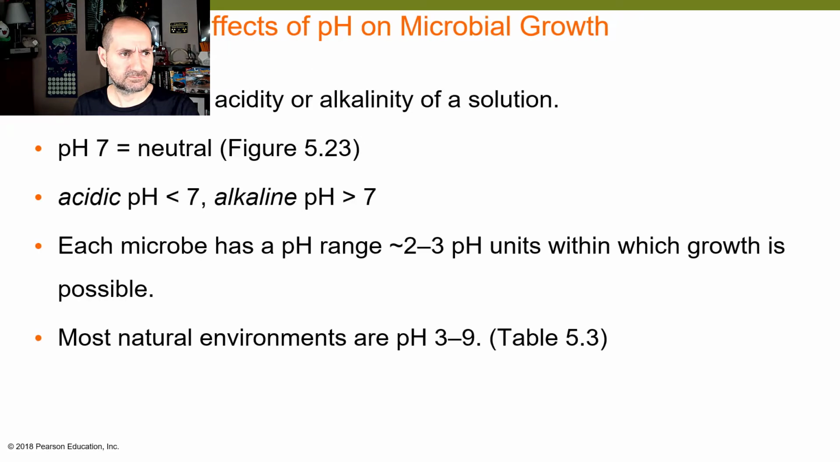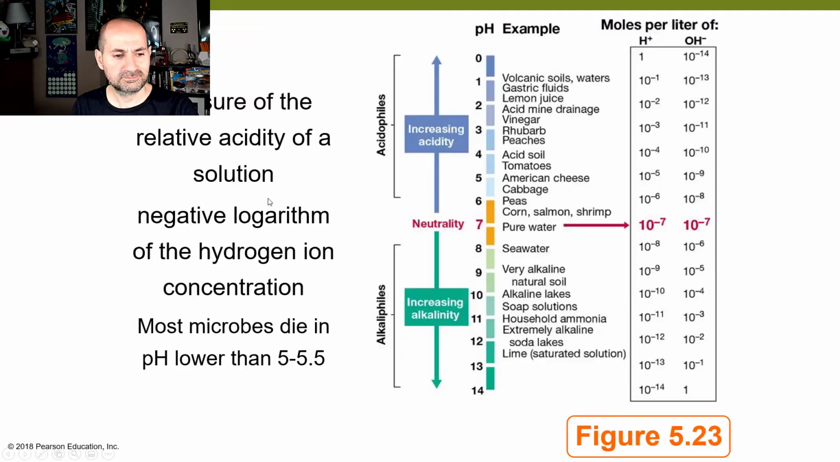All right. So next we talked about pH. You should know that acidic pH means pH lower than 7. Alkaline pH is pH higher than 7. And pH 7 refers to neutral pH. You should know that acidophiles grow best in acidic pH. Neutrophiles grow best at neutral pH. And alkaliphiles grow best in alkaline pH.